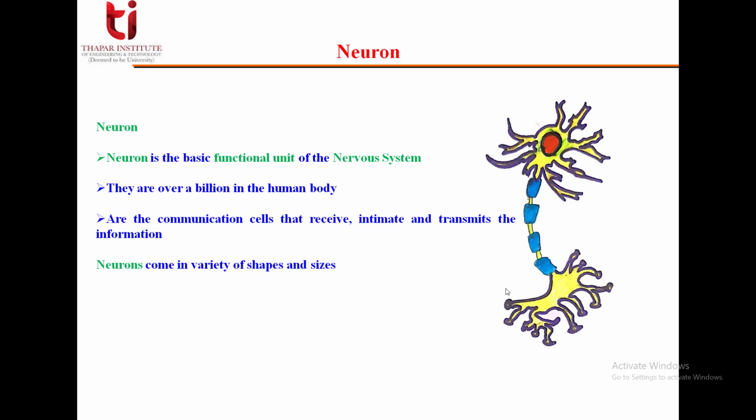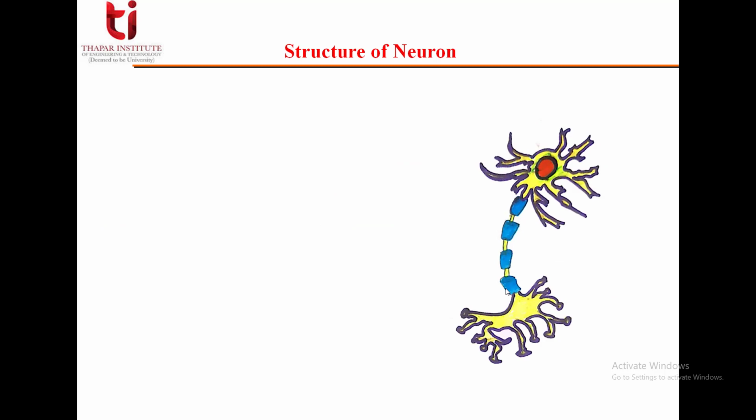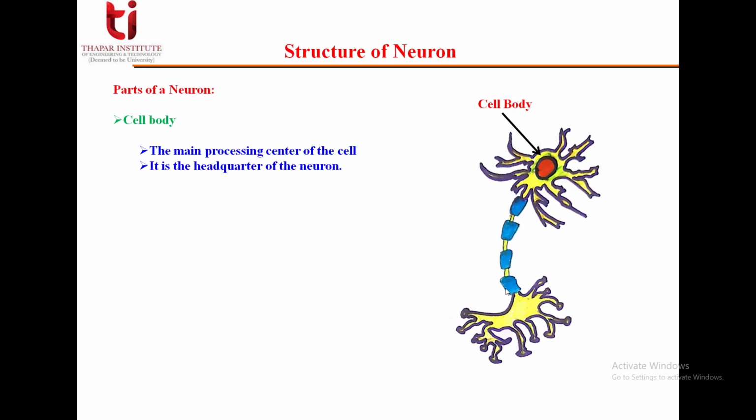Neurons come in a variety of shapes and sizes. Now, let's study the typical structure of the neuron. So first is the cell body. You can see in the diagram, the cell body is shown. It is the main processing center of the cell, and it is also known as the headquarters of the neuron. Next part is the nucleus. It controls the activity of the cell.